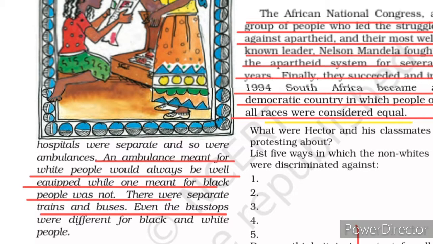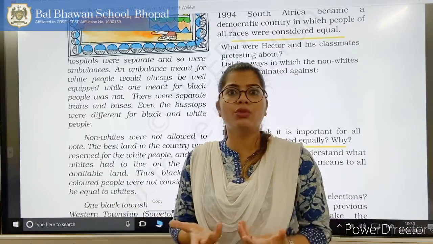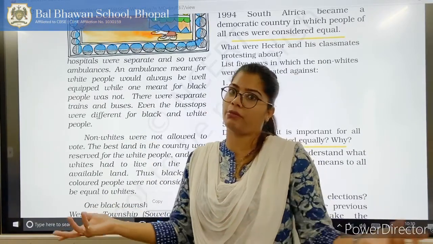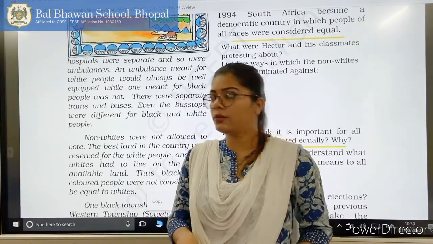There were separate trains and buses. That means the black people, white people and the brown people, the Indian, they were using separate facilities. That means white people were so privileged. They were getting well equipped ambulances, good facilities, whereas the black people were being deprived of them. Even the bus stops were different for black and white people. Now, let's just imagine, like in the previous chapter, we talked about discrimination. So when other people are not allowed to use the facility which white people were using, this is a clear discrimination. That means even the bus stop was not the same for white and black.